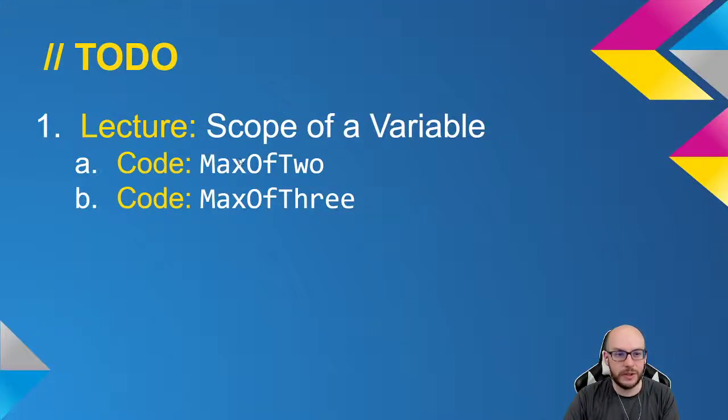All right, we are back, and in this one, we're going to be talking about scope of a variable, and ultimately, we're going to code max of 2 and then modify or create a new one called max of 3. Max of 2, not super challenging. Max of 3, very challenging, as it turns out.